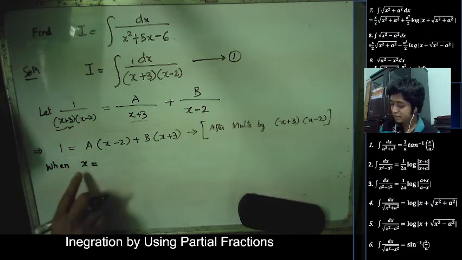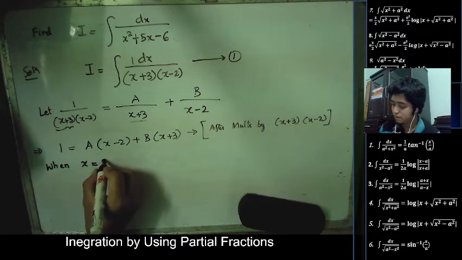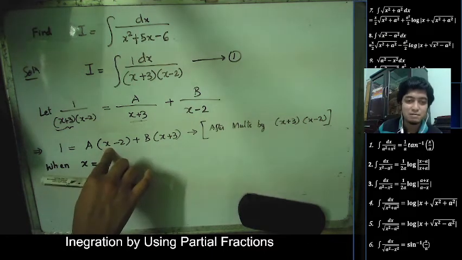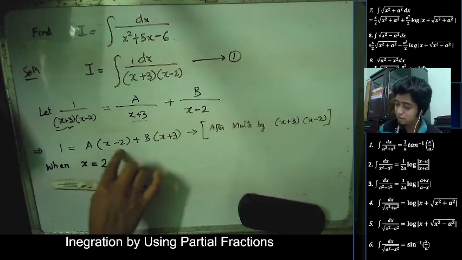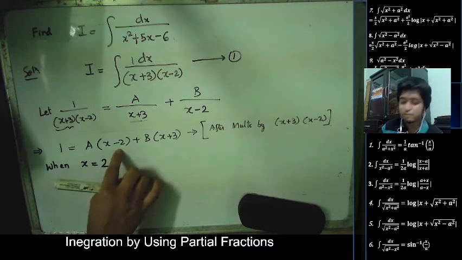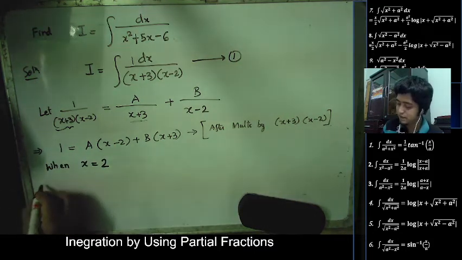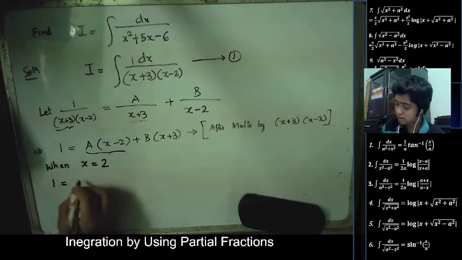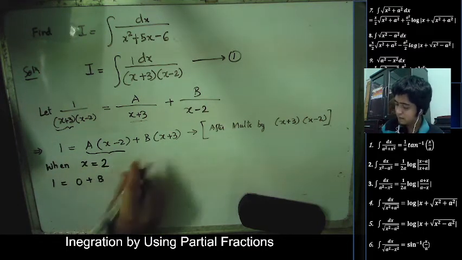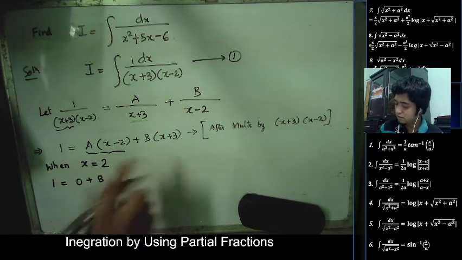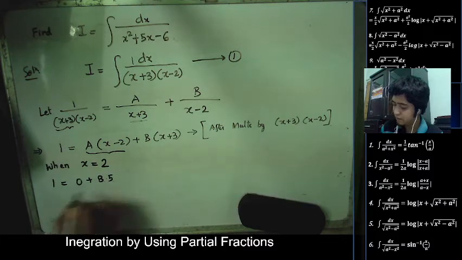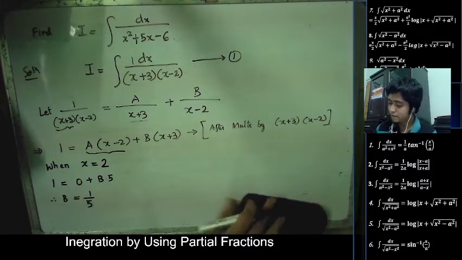So over here I will write, when x is equal to 2. Why am I choosing x equal to 2? Because if you substitute it here, this one will become 0. So now substitute x equal to 2 over there. Left hand side it's still 1. So this one becomes 0. x plus 3, which is 2 plus 3, which is 5. So it will be 5b. So if you find out the value of b, it will be 1 over 5.